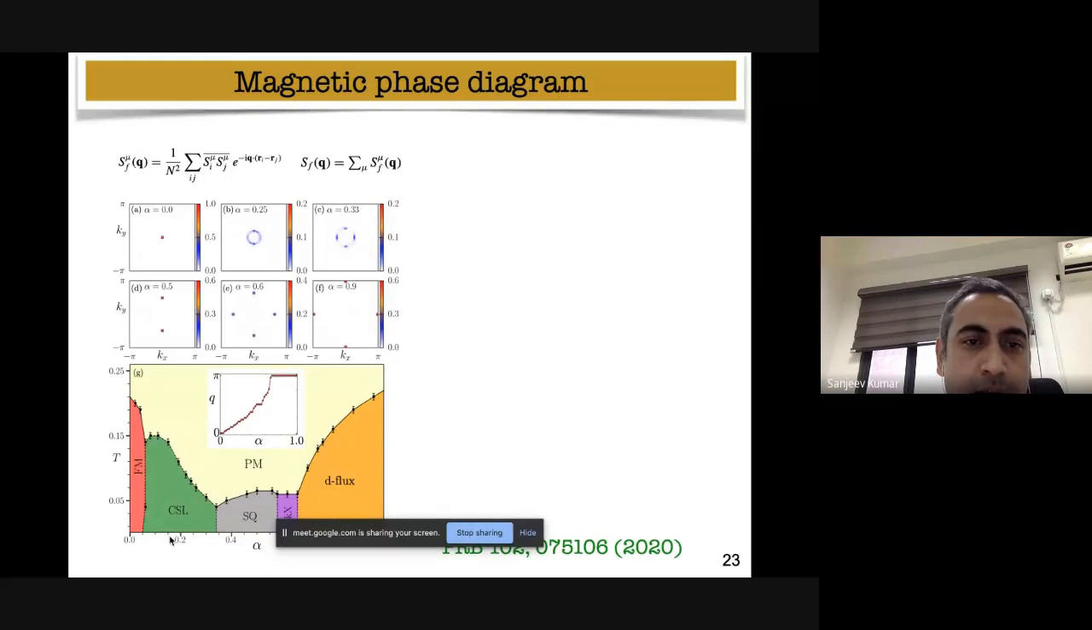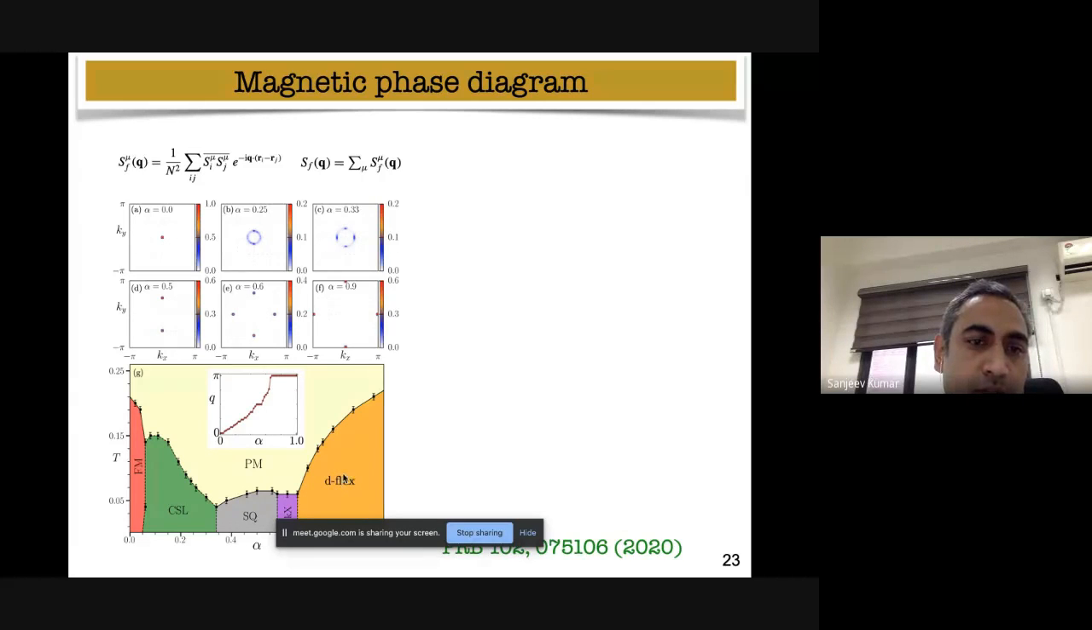coupling. And this is a temperature versus alpha phase diagram, where you start with a ferromagnet at alpha equal to 0, and you get into a phase that we call a classical spin liquid, which I'll describe briefly, and then into a spiral phase, what is known as a single-Q spiral phase, and then into a multi-Q spiral phase, which is basically a skyrmion crystal, and finally a diagonal flux phase.